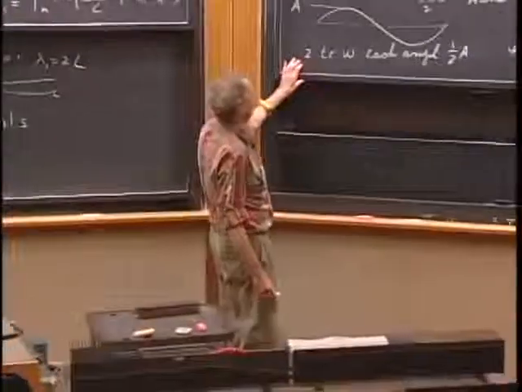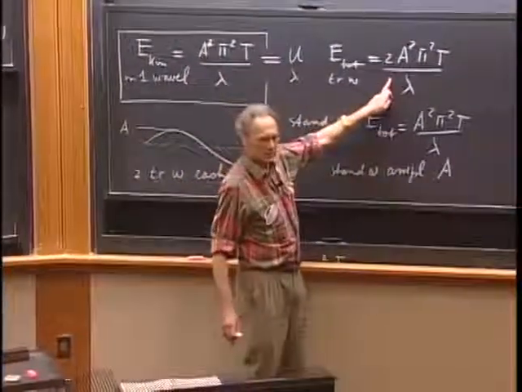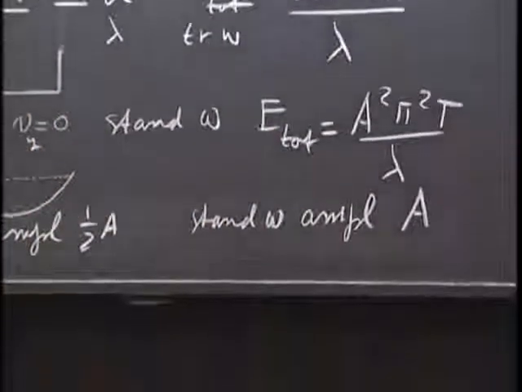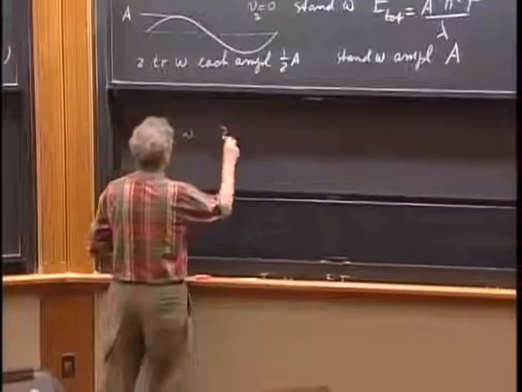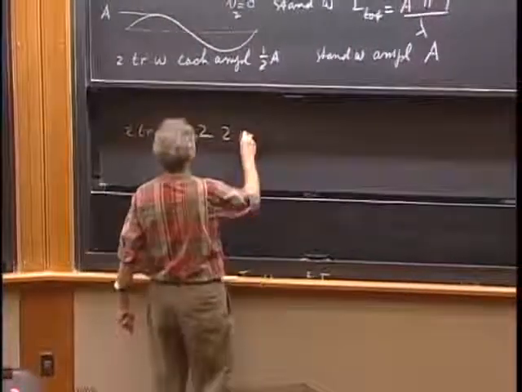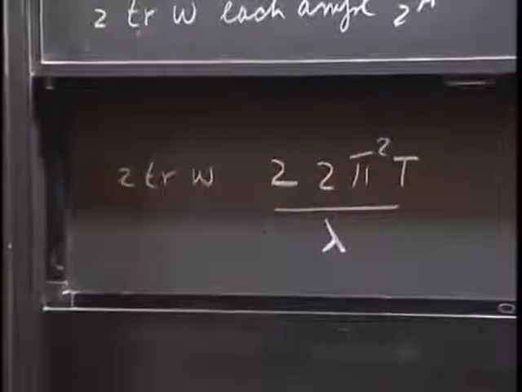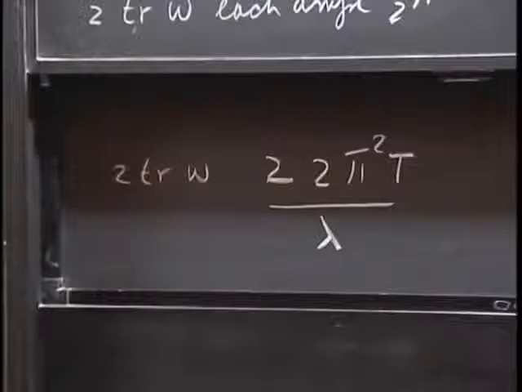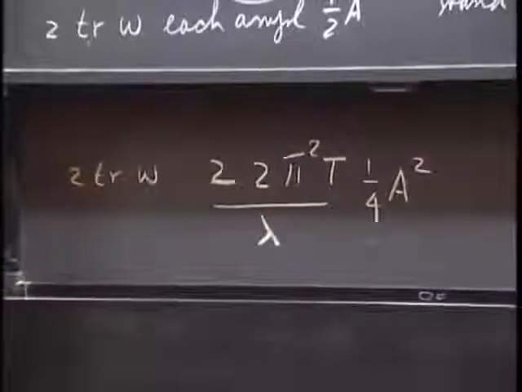Now, okay. We know that the total energy in a traveling wave is this. But we have two of them. So in two traveling waves, we have 2. That 2 there is non-negotiable. Then we get pi squared, then we get T, and we divide by lambda. But the amplitude A that we have there is now 1/2 A. Is that too difficult? So now I get 1/4 times A squared. So this is the energy in two traveling waves.